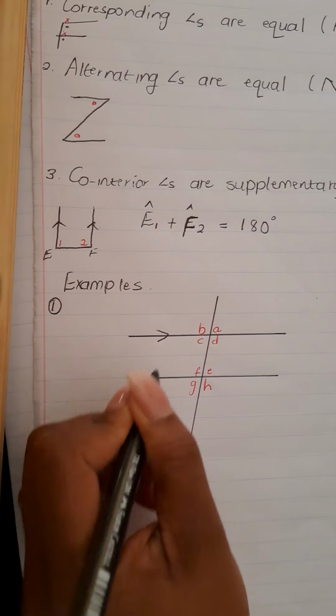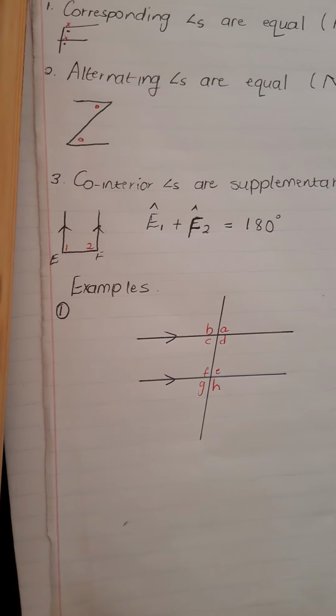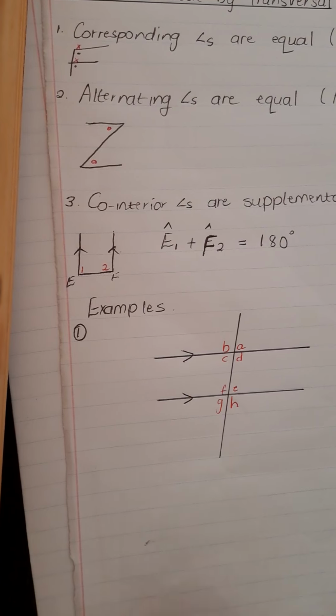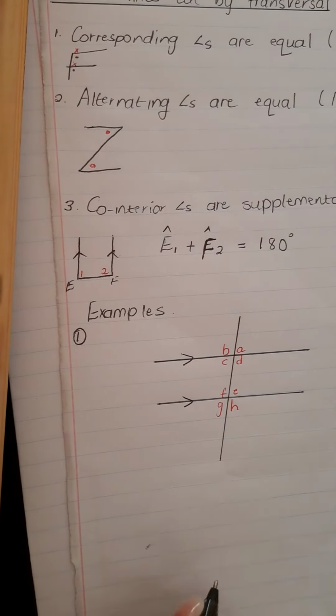We are having this obviously with your parallel lines. They show parallel lines by indicating with the arrows. So we need to determine the angles from this diagram. So this is how we determine them.